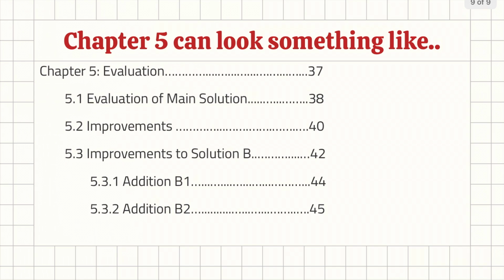So all in all, chapter 5 can look something like this. Quite a simple chapter, but very, very important. So you want to have an evaluation of the main solution, any form of improvements, and any form of additions if you have, especially to the specific solutions. So improvements in general are improvements that can be made to the whole project, while additions tend to be made to the individual solutions or the sub-solutions that you have crafted in the previous chapter, chapter 4.